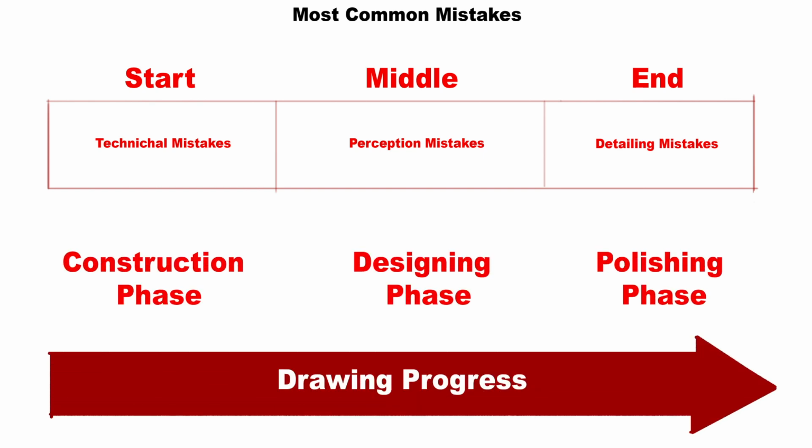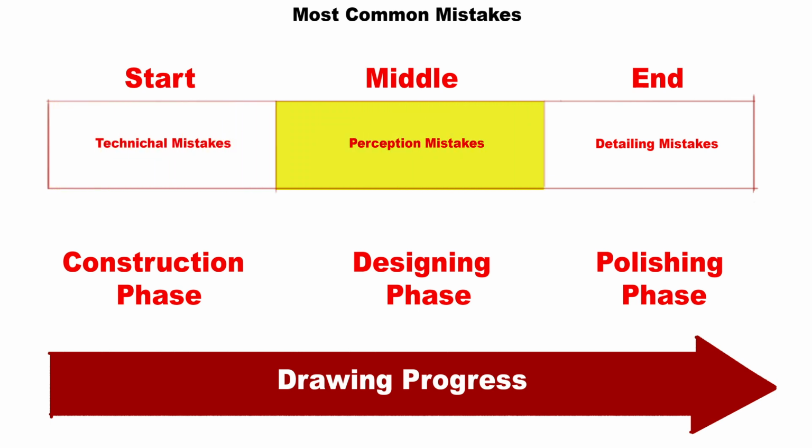Technical mistakes usually happen at the start of your construction. Perception mistakes are usually in the middle of your work as you set up the object inside your scene, while the detailing mistakes happen as you finish up your drawing and put in the final touches. So if you made technical mistakes, the rest of the drawing will suffer from bad construction, and no matter how much detail you add to it, it won't save your drawing.